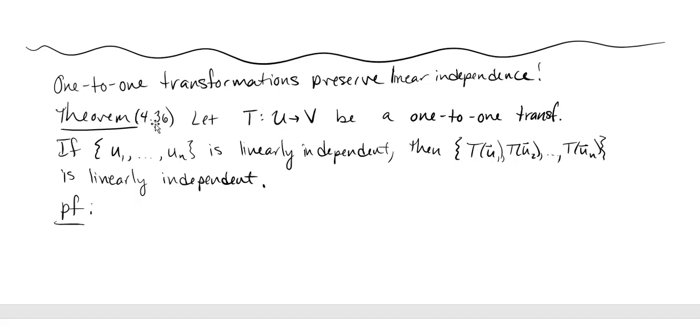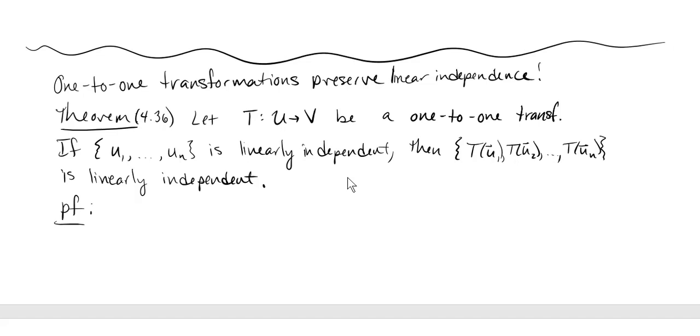Theorem 4.36 in your book says, let T be a transformation taking vector space U to vector space V, and let it be a 1-to-1 transformation. If you have a set U1 through UN of linearly independent vectors, then the image of all those forms a linearly independent set of vectors. Right? The proof here I don't think is so bad. Let's see this proof just very briefly.